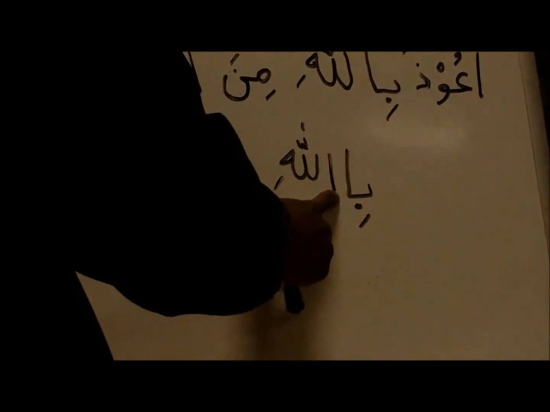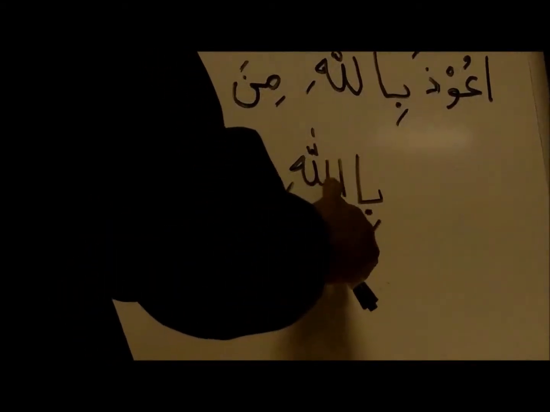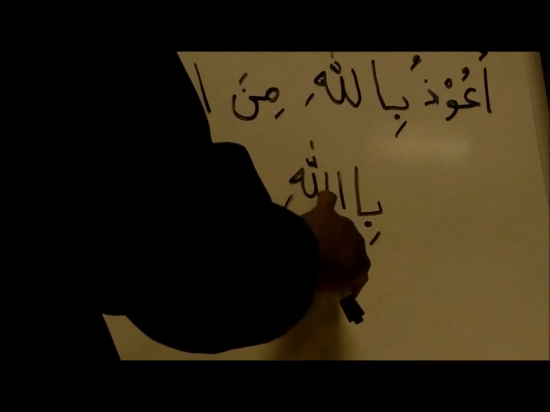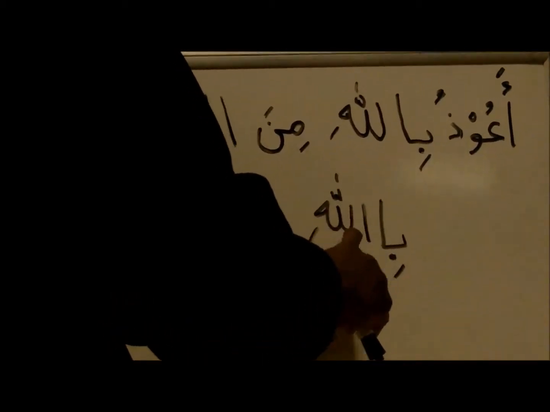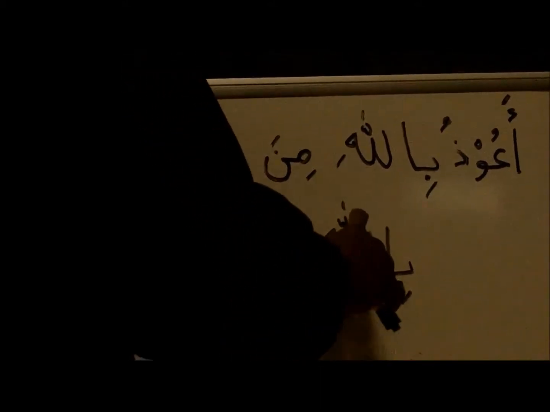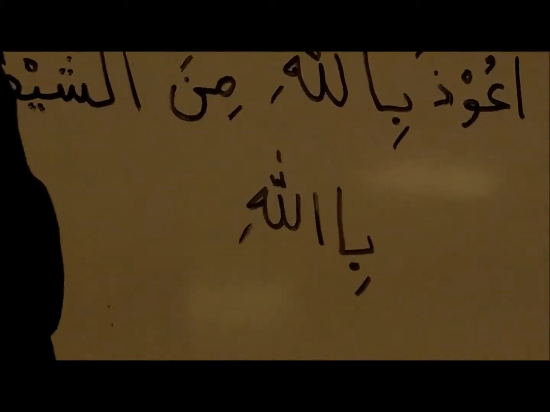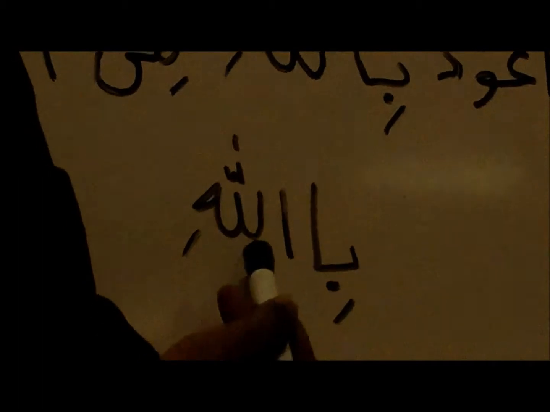What's the name of the letter? Aleph. Does it have anything on it? No. Okay, we skipped that. So what's the next letter? It's connected to something. Lamb. Okay? Now what's the next letter? This right here is lamb, lamb. Okay? This is lamb, lamb, ha.